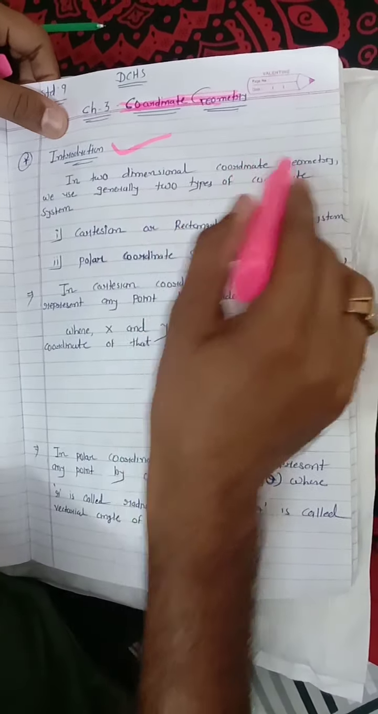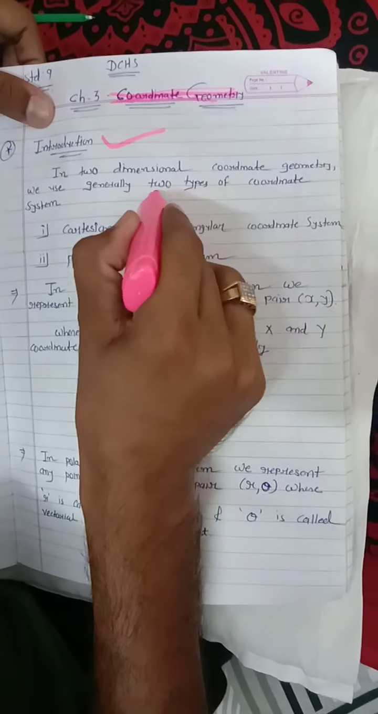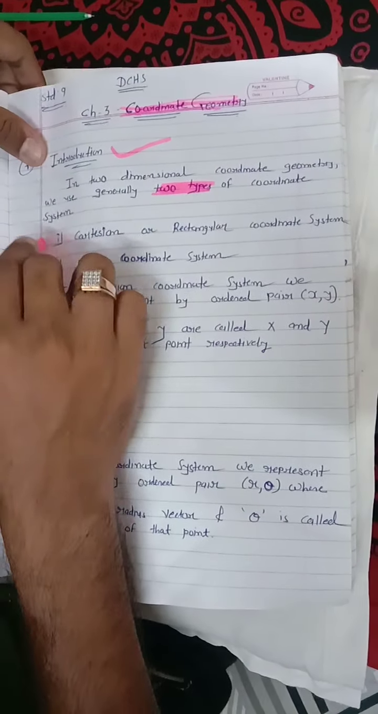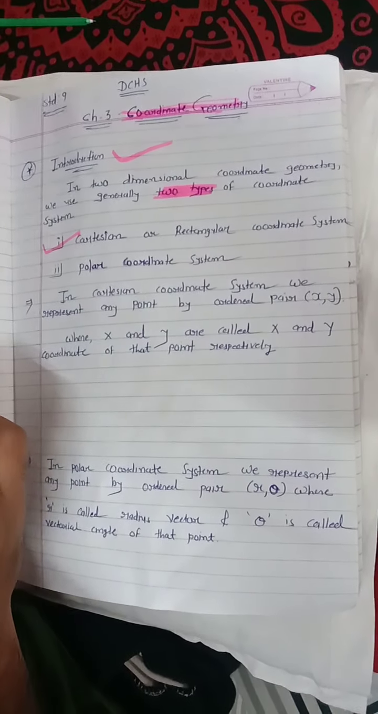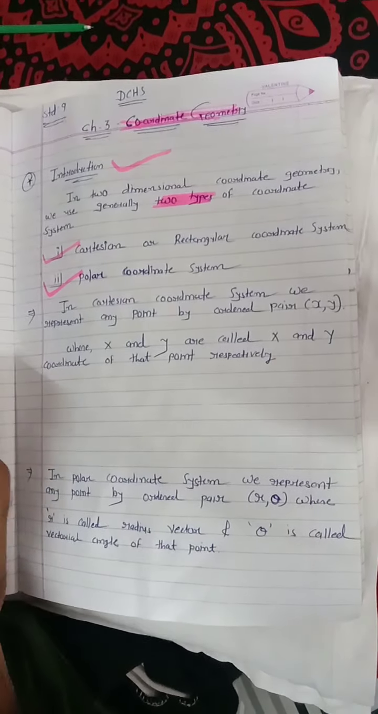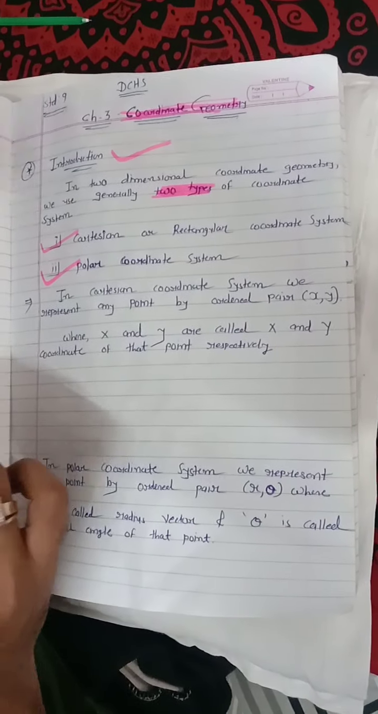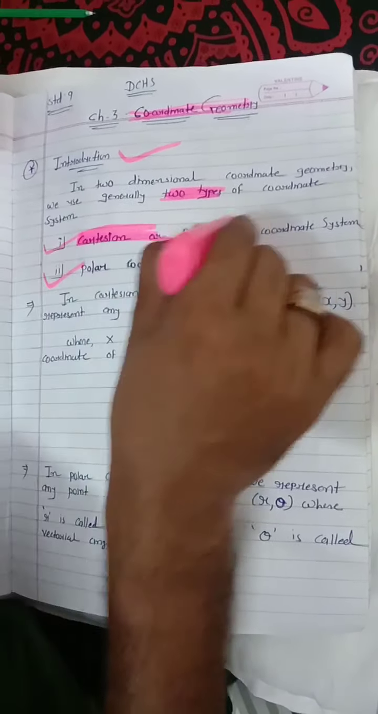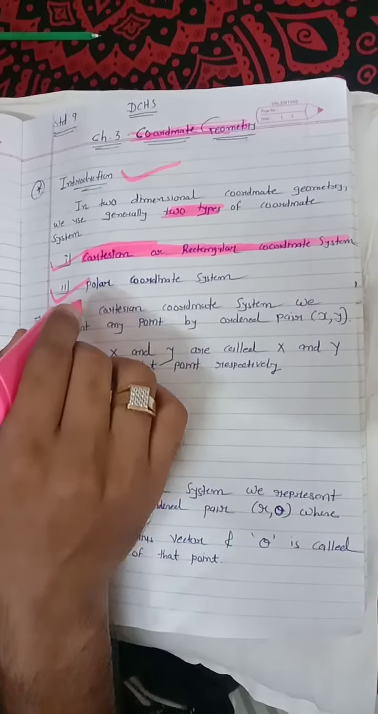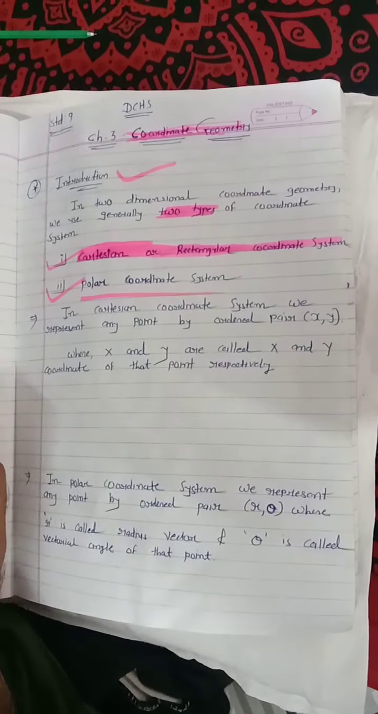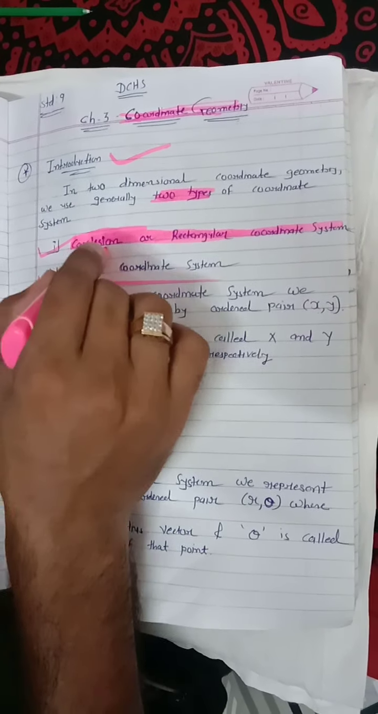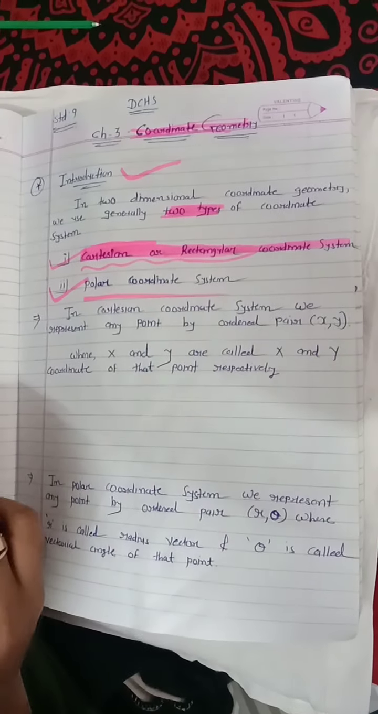In two-dimensional coordinate geometry, we generally use two types of coordinate system. The first one is the Cartesian coordinate system, which can also be called the rectangular coordinate system. And the second one is the polar coordinate system. In standard 9 and 10 we learn the Cartesian or rectangular coordinate system, and in 11 and 12 science we learn the polar coordinate system. So in this chapter we learn in detail the Cartesian or rectangular coordinate system.